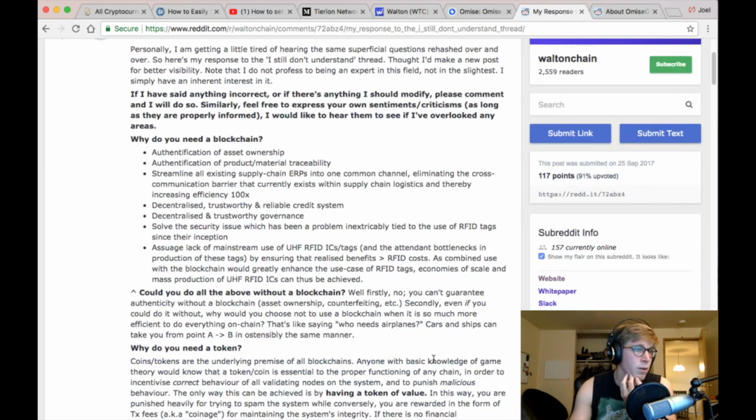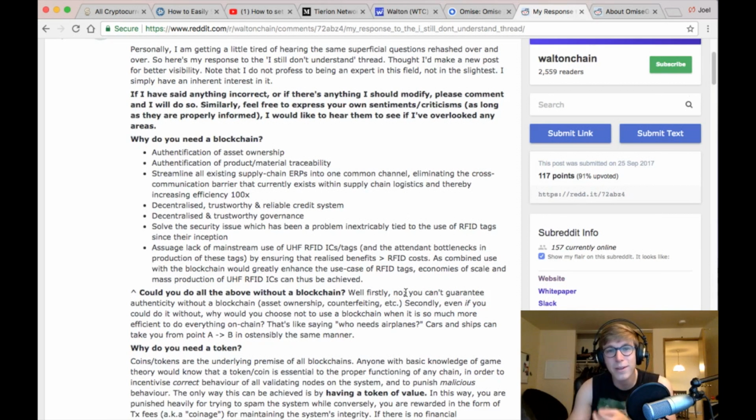And of course this is an issue with a lot of different tokens. People say, well, I'm buying this token, but what's the utility of this token? Why is there a purpose? What purpose is there for having a coin on this network?